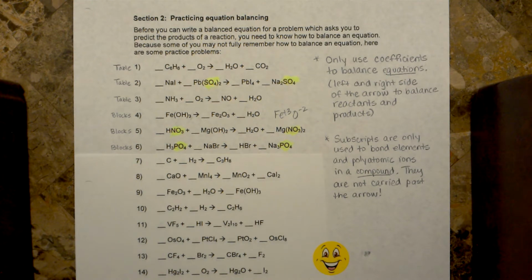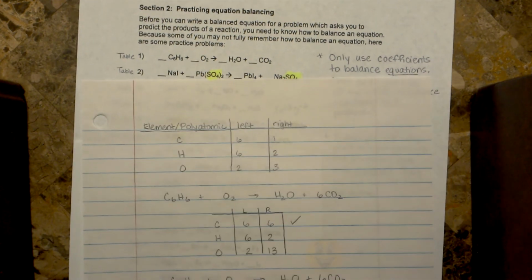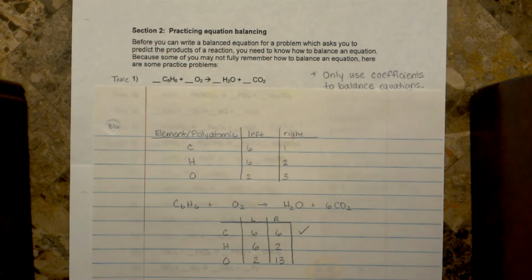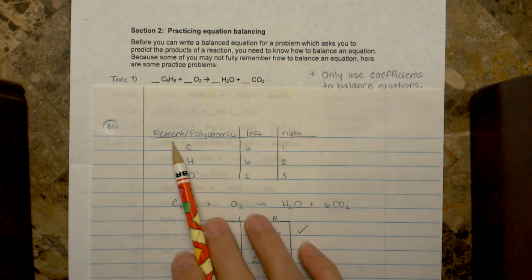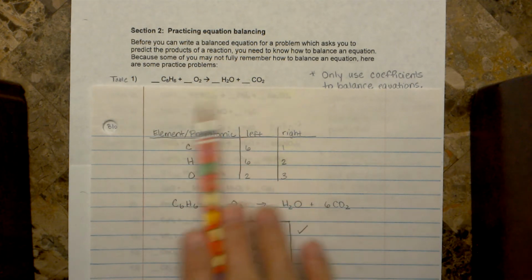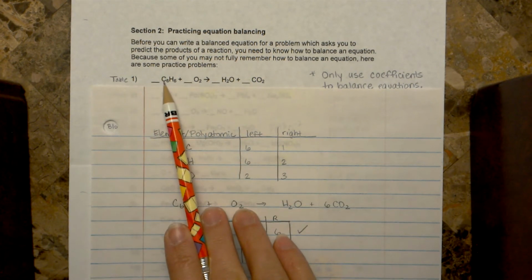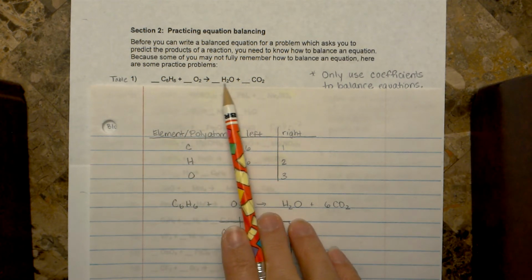We've got a hydrocarbon plus oxygen in a combustion reaction to create water and carbon dioxide. In this reaction, I would make a table, and you can put on the left side of the table either the element or the individual polyatomics, depending on what it is. In this case, you're just going to use the elements. On the left side, you have carbons, hydrogens, and oxygens, and on the right side, you have carbons, hydrogens, and oxygens.